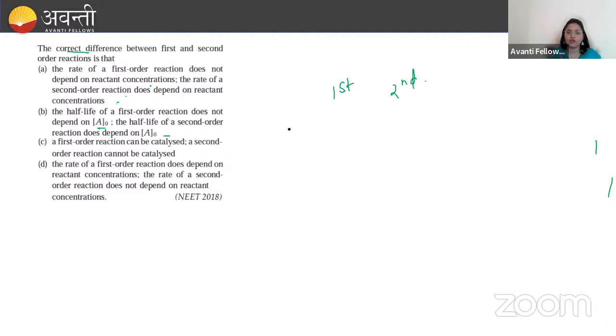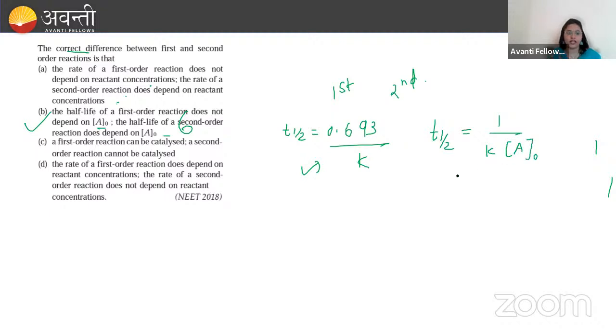For first order reaction, the half-life period equation is 0.693 upon K. Here no initial concentration is present, so that is the correct statement. But for second order reaction, the T half is 1 upon K into A naught. This is the half-life period for second order reaction. So this is the correct statement, option B.